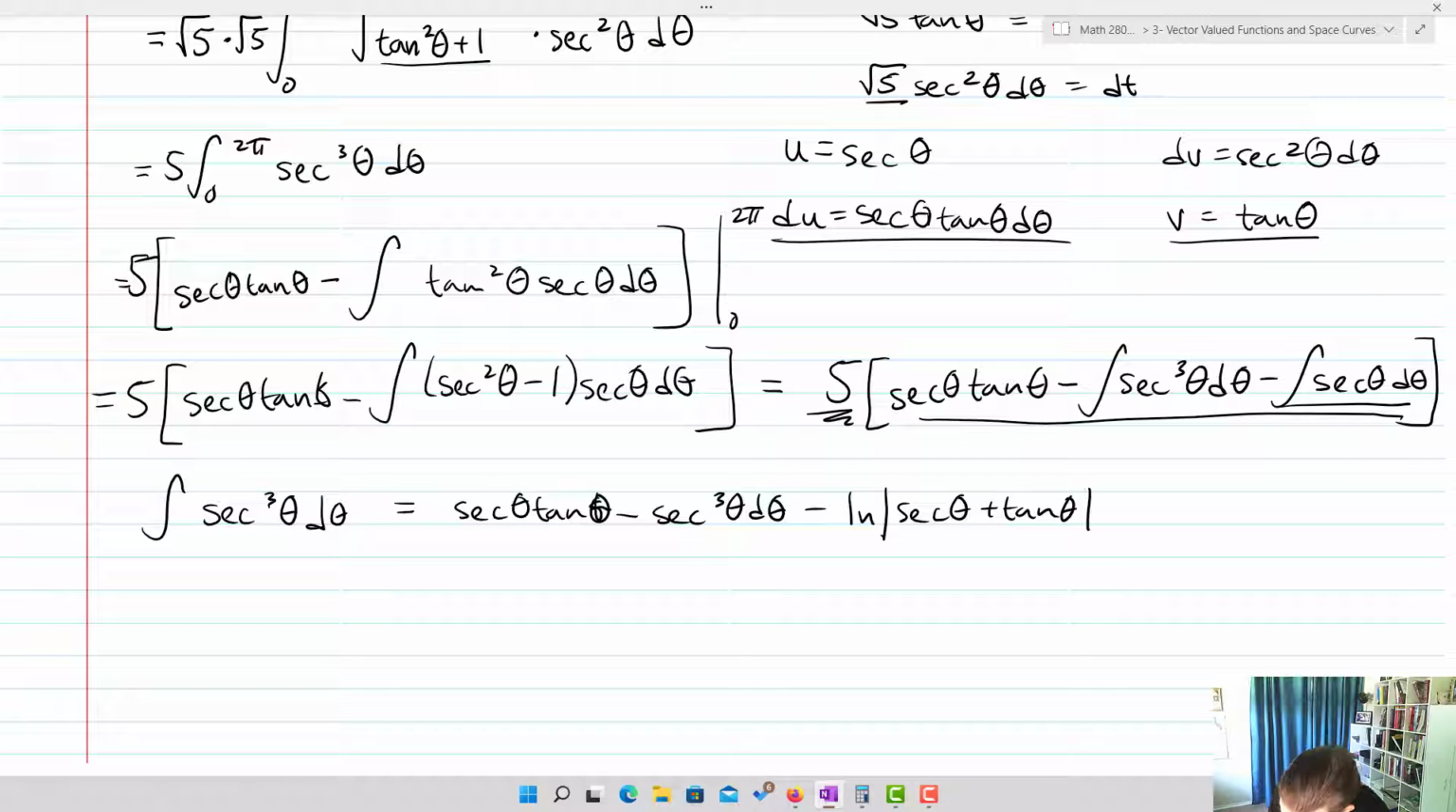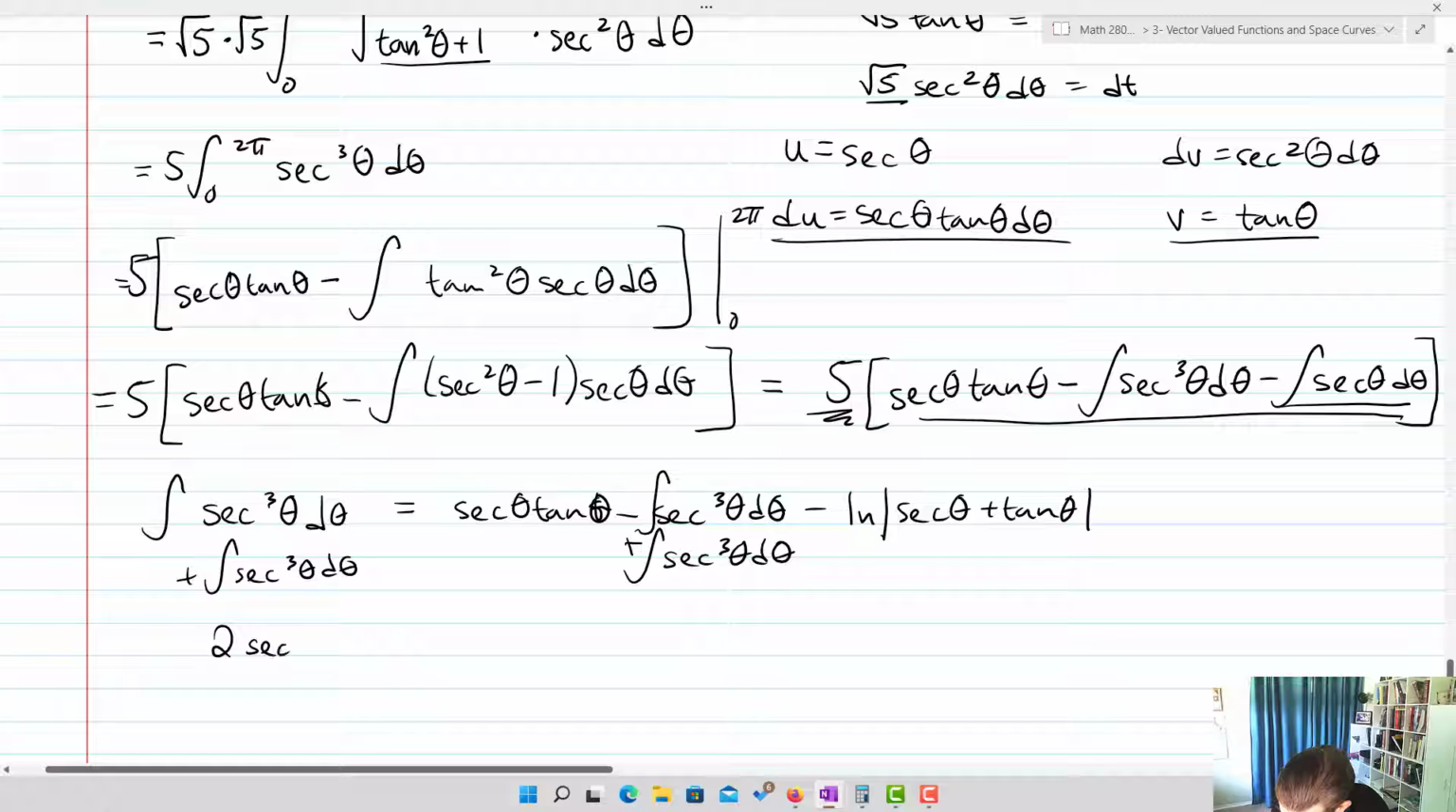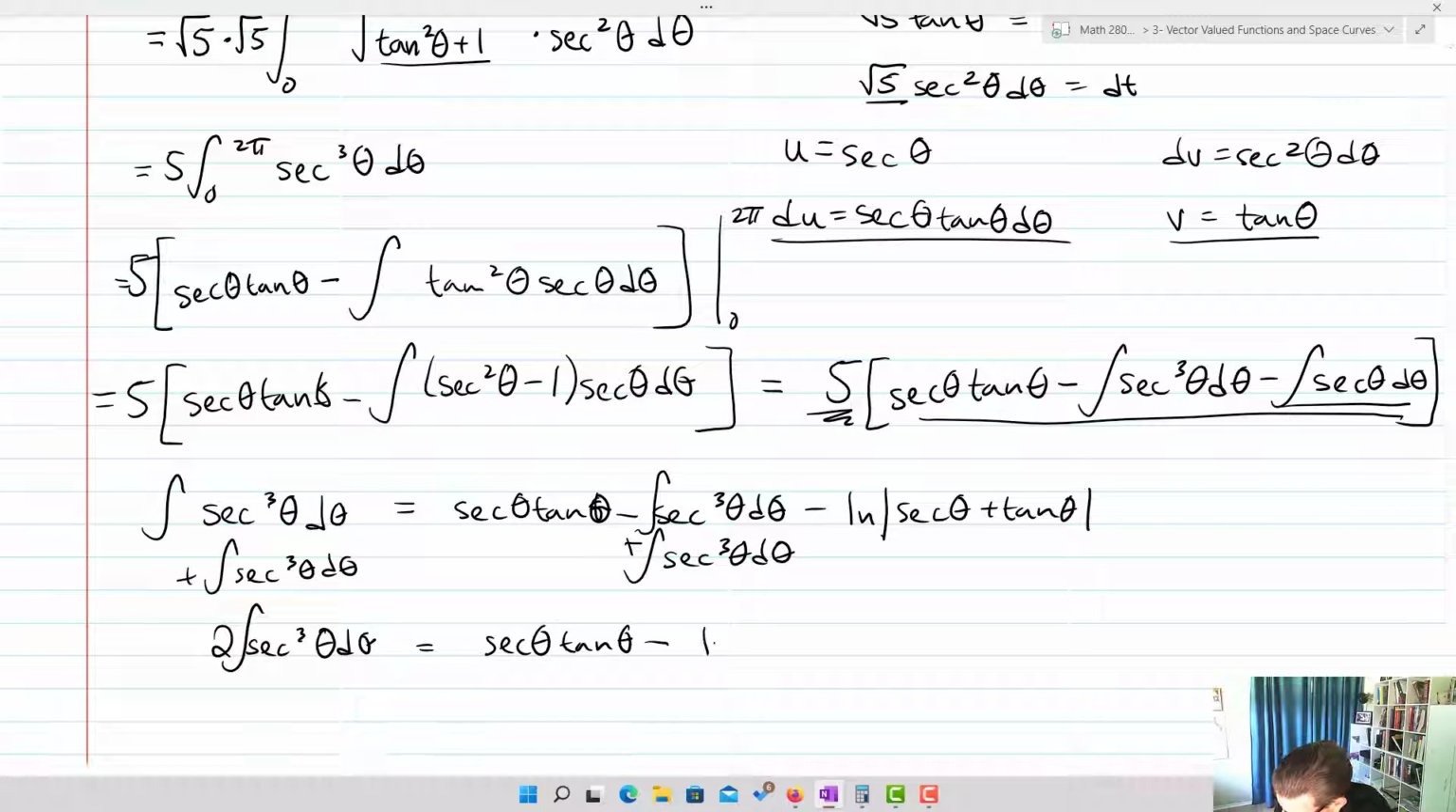All right, and so if we look here, by the way, that's an integral, we'll add the integral of secant cubed theta d theta. So plus the integral of secant cubed theta d theta. And so we get 2 times the integral of secant cubed theta d theta is equal to then secant theta tan theta minus the natural log of secant theta plus tan theta.